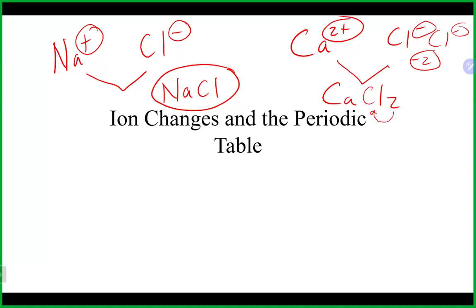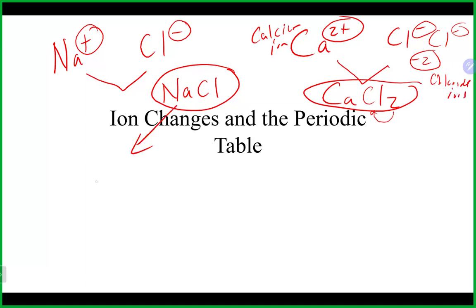Remember, the number goes to the element on the left, right? And that would be the proper formula. No charge in the formula when they come together, but it is actually made up of these ions. It's made up of the calcium ion, and obviously the chloride ions.